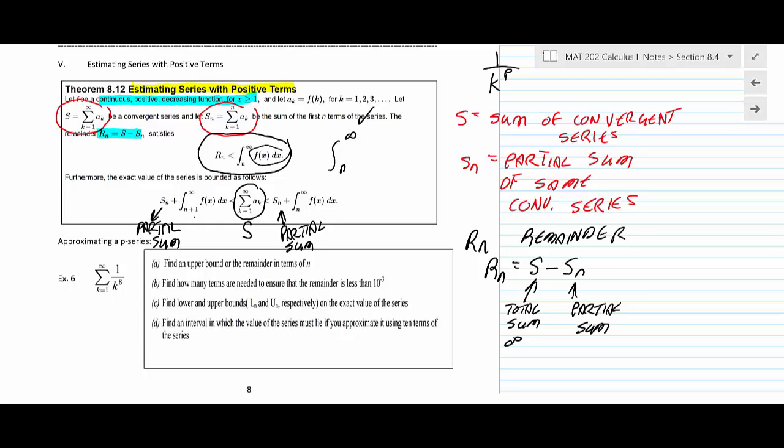Now it's going to be greater than that partial sum plus that integral from n plus 1 to infinity, like that. And that just means that's going to the next term, like this. So you're going to expect this integral to be a little less than that integral. Does that make any sense? Remember, you've got terms that are decreasing.